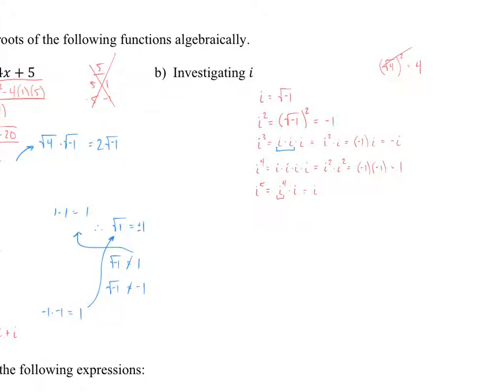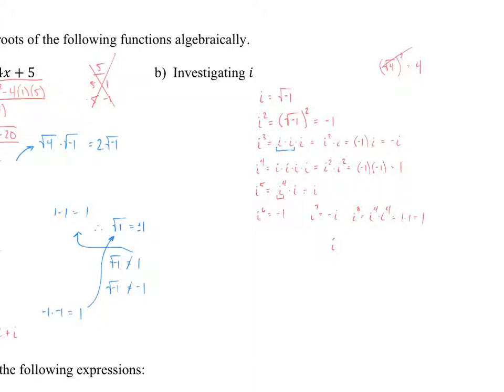And it's just going to continue, right? We're back at i. i to the sixth is going to end up giving us -1. i to the seventh is going to end up giving us negative i. i to the eighth, well, since i to the eighth is just i to the fourth times i to the fourth, that's just 1 times 1, which is 1. And here we are back in this loop.